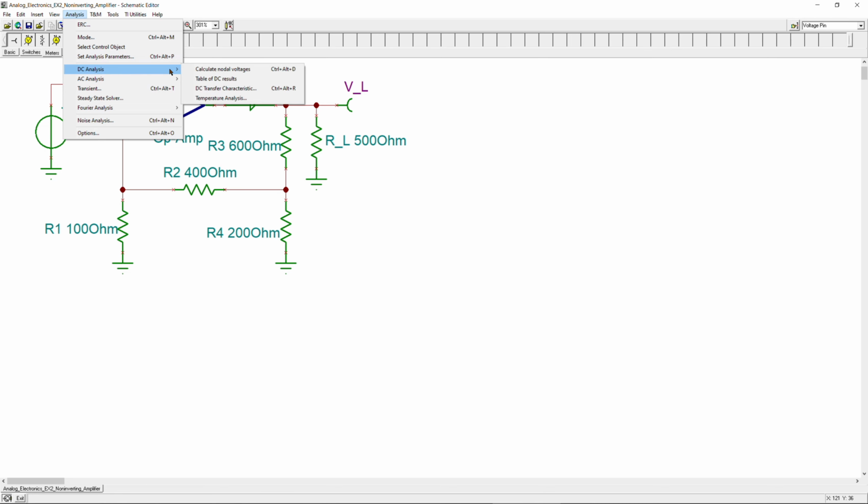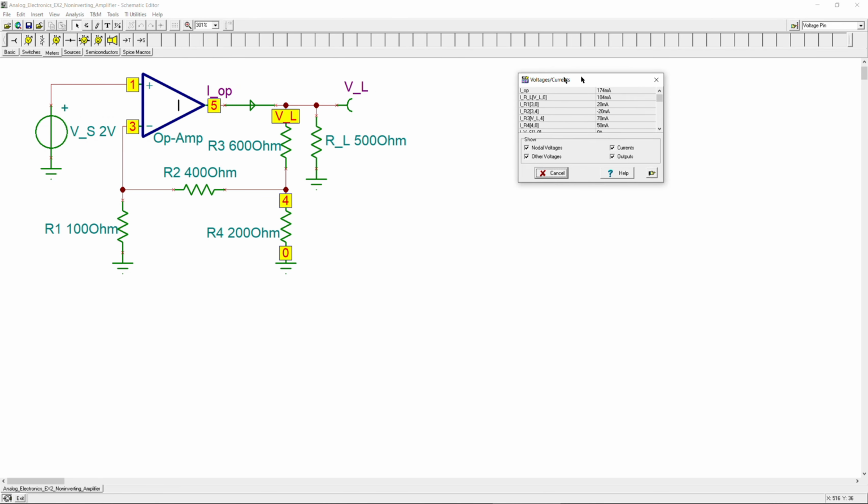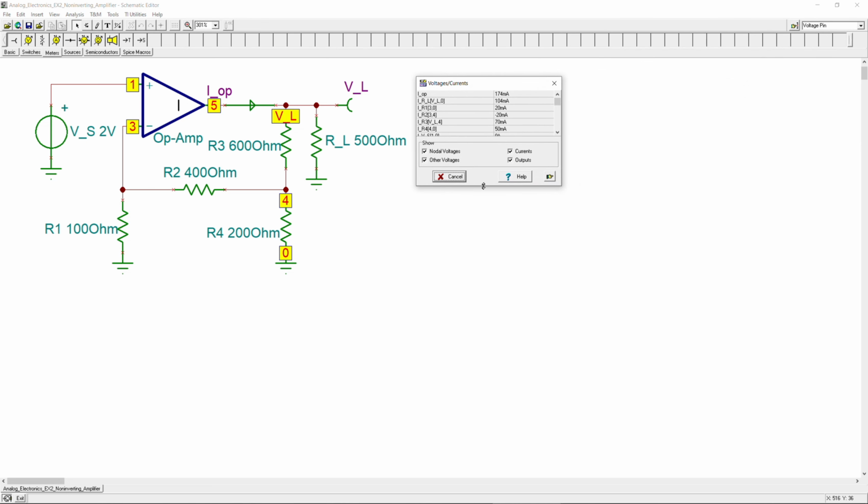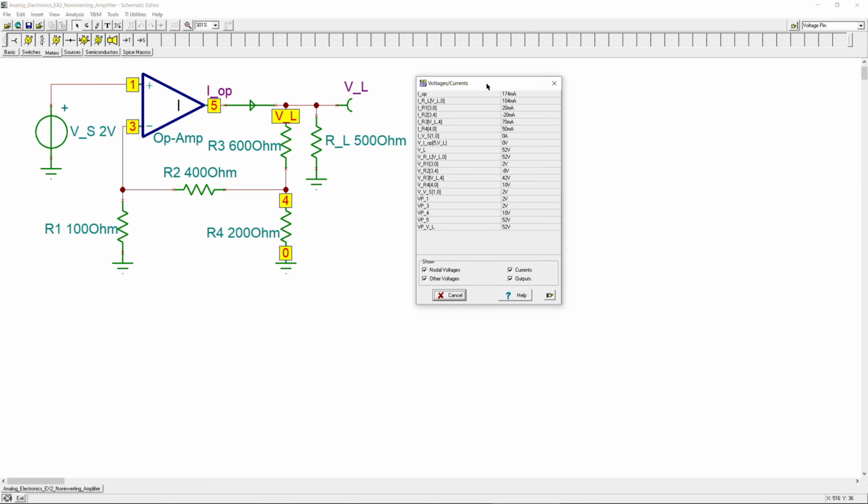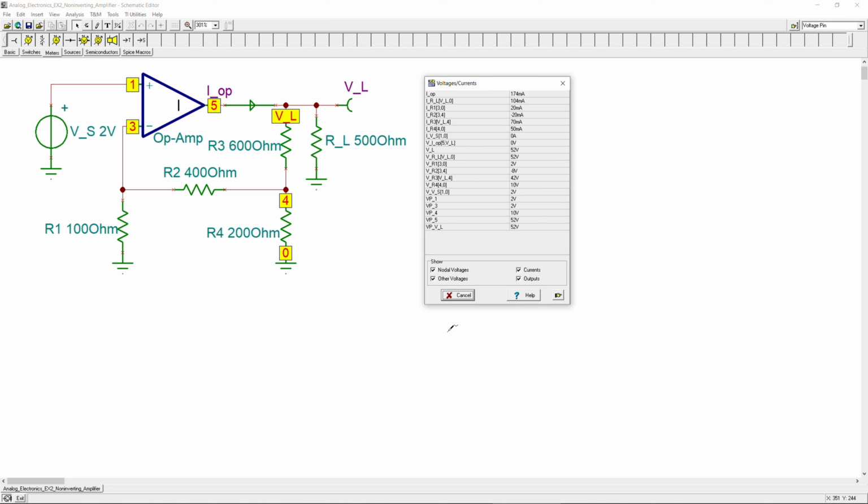In addition, to get more information, you can do analysis again, DC analysis, because we have a DC circuit, and you go to the table of DC results. Now you get a table here, which generates a lot of information, so we will now unfold this. Now what you have is a couple of pieces of information here, but in order to get the right information directly, you can click on any component, let's say this one, or the node, and it will be highlighted in red.